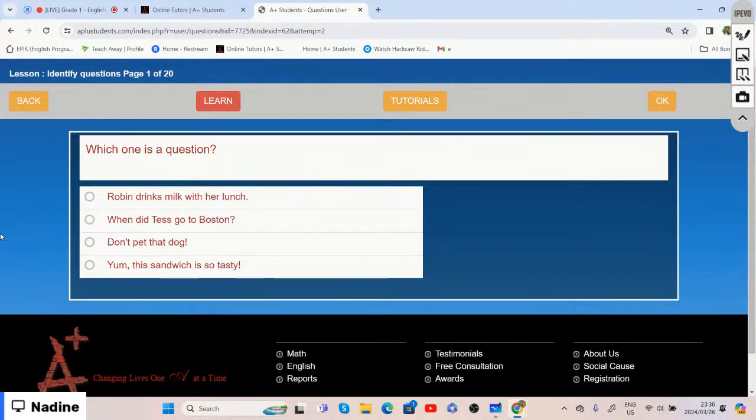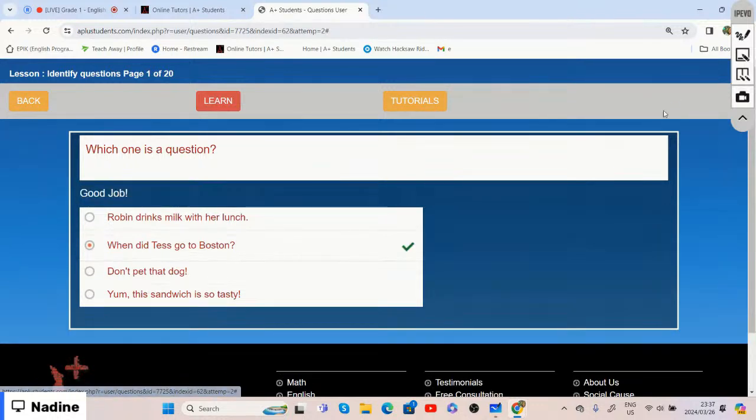All right, if we're going to choose the correct one, we're going to say option 2 is a question because they're asking, when did Tess go to Boston? So now somebody's going to have to respond and say, Tess went on Monday to Boston, or Tess went last month to Boston, or Tess went yesterday to Boston. And it ends with a question mark. So number 2 is correct.